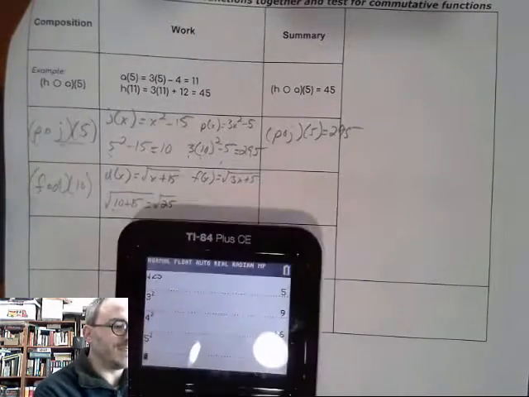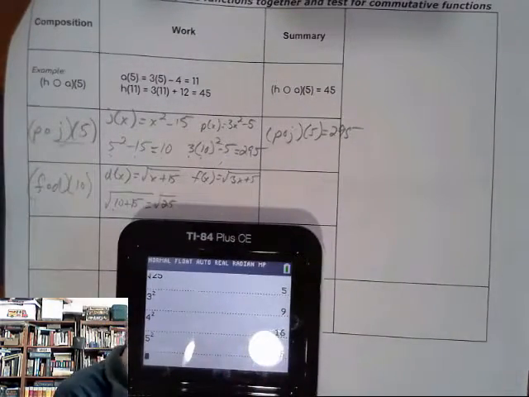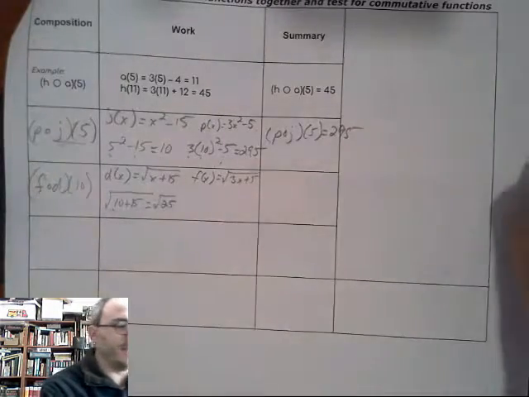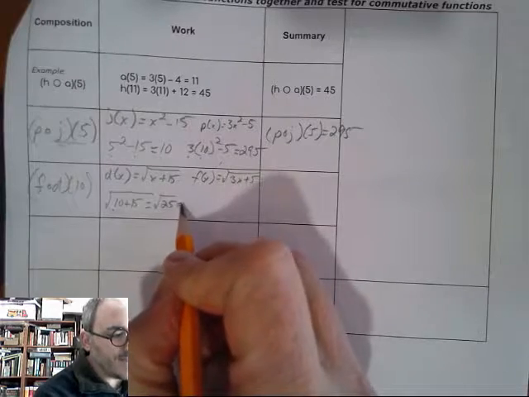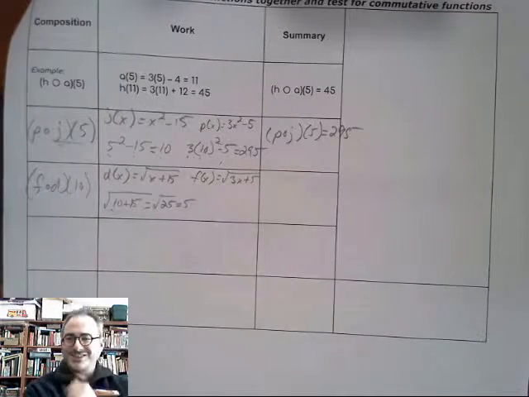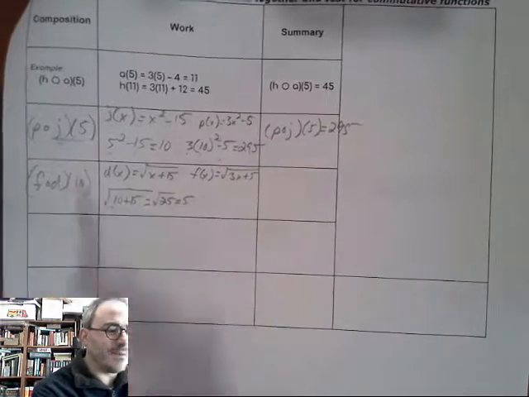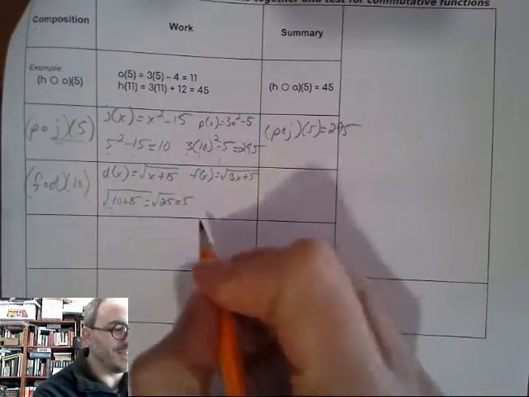The square root of 25, as we see on our calculator, is 5. All right, so the square root of 25 is 5. That gives me a nice integer to play with on the next step. That's why I selected 10 as the number I'm going to plug into this composition of functions.